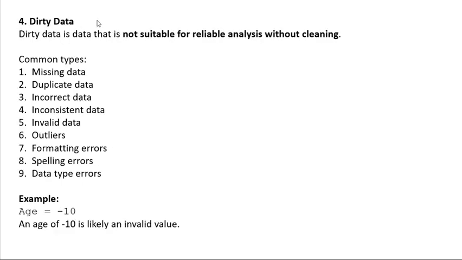Fourth is dirty data. Dirty data is data that is not suitable for reliable analysis without cleaning. Common types are missing data, duplicate data, incorrect data, inconsistent data, invalid data, outliers, formatting errors, spelling errors and data type errors. For example, age equal to minus 10 is likely an invalid value.